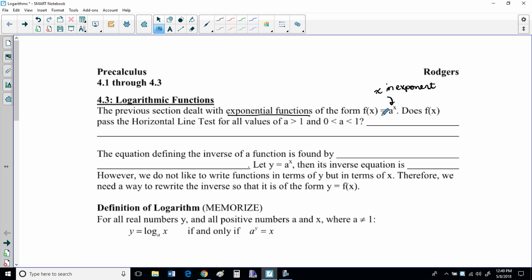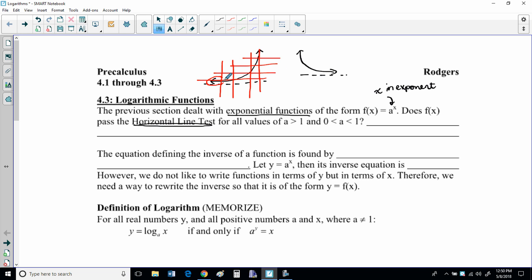Okay. So does f of x pass the horizontal line test? Now, this is kind of thrown at you, but you know what vertical line test means. That means if you graph it. So let's just graph any exponential function. There's a growth one, and then here's a decay one. If we think about the vertical line test, it definitely passes it. Well, what about the horizontal line test? If you draw horizontal lines through it, it passes it.